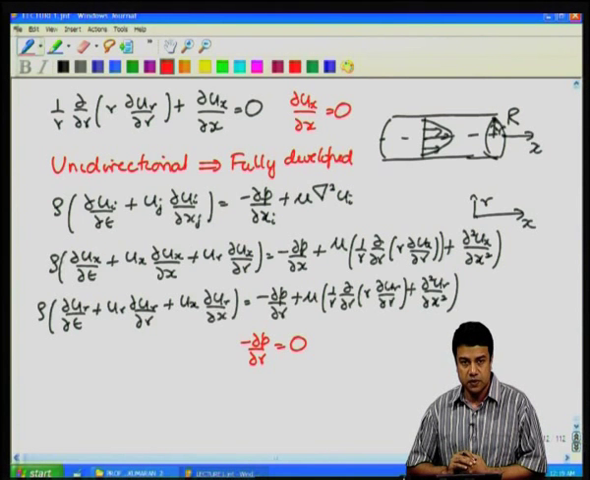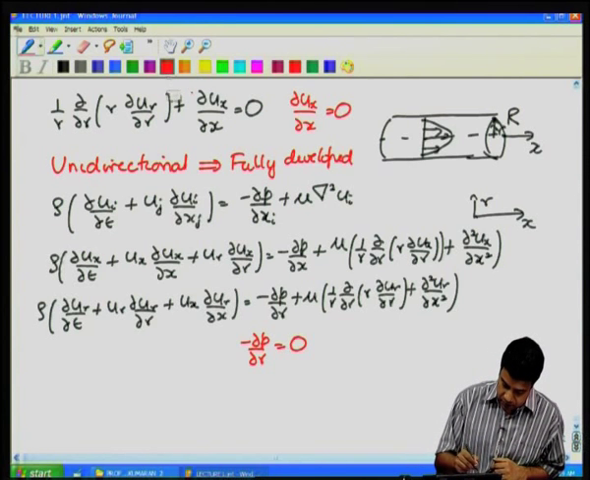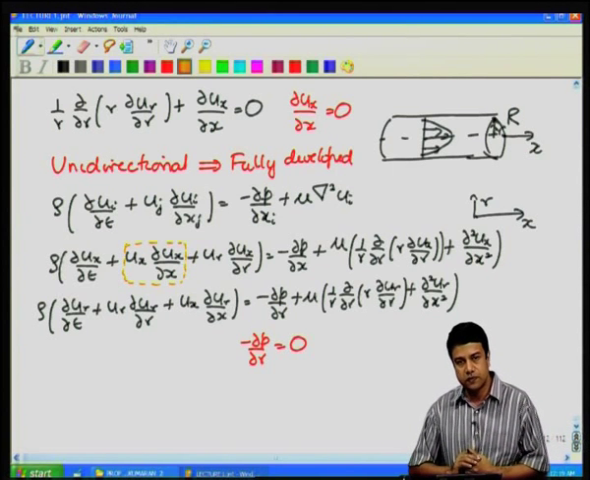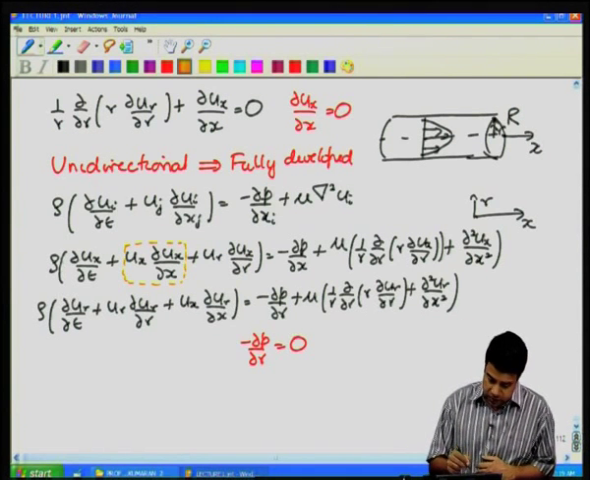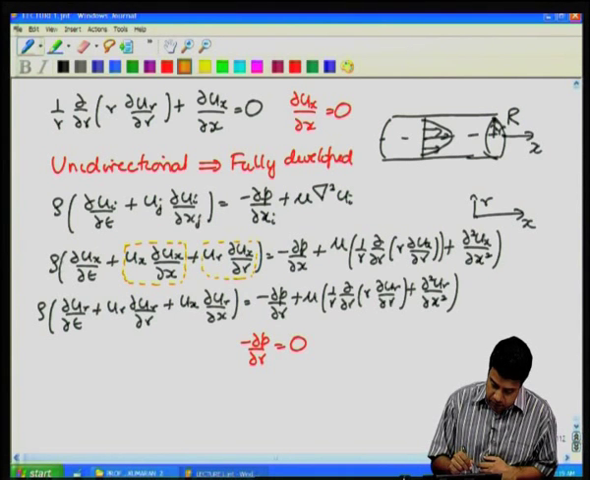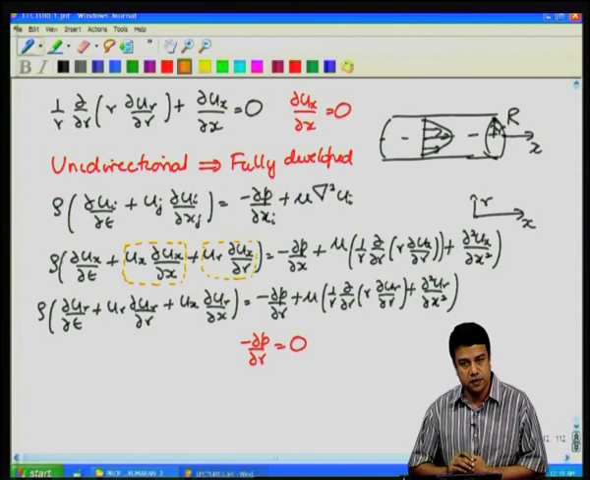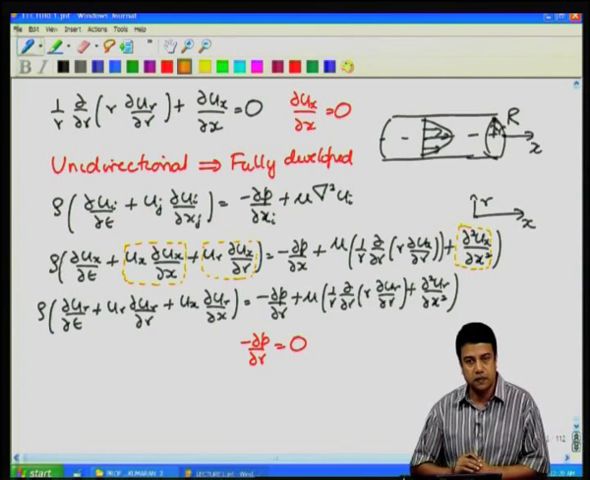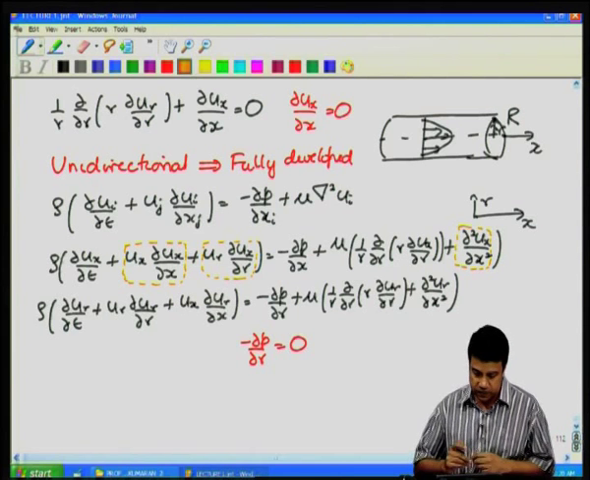In the x momentum conservation equation, this term is 0 because partial u x by partial x is equal to 0, fully developed flow. This term is 0 because there is no velocity in the r direction. This is equal to 0 because the flow is fully developed. And also since pressure is independent of r, dP by dx is also a constant, it is independent of r.